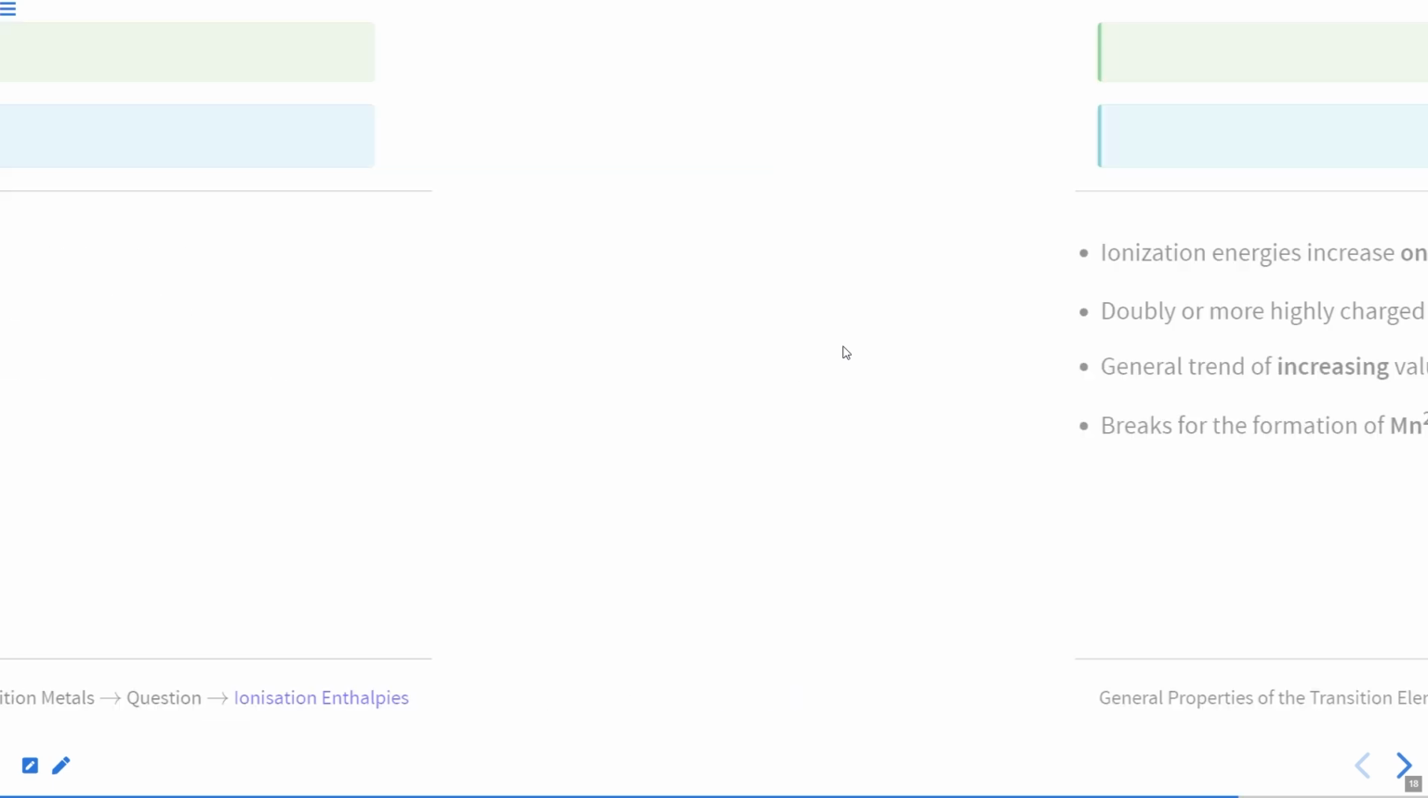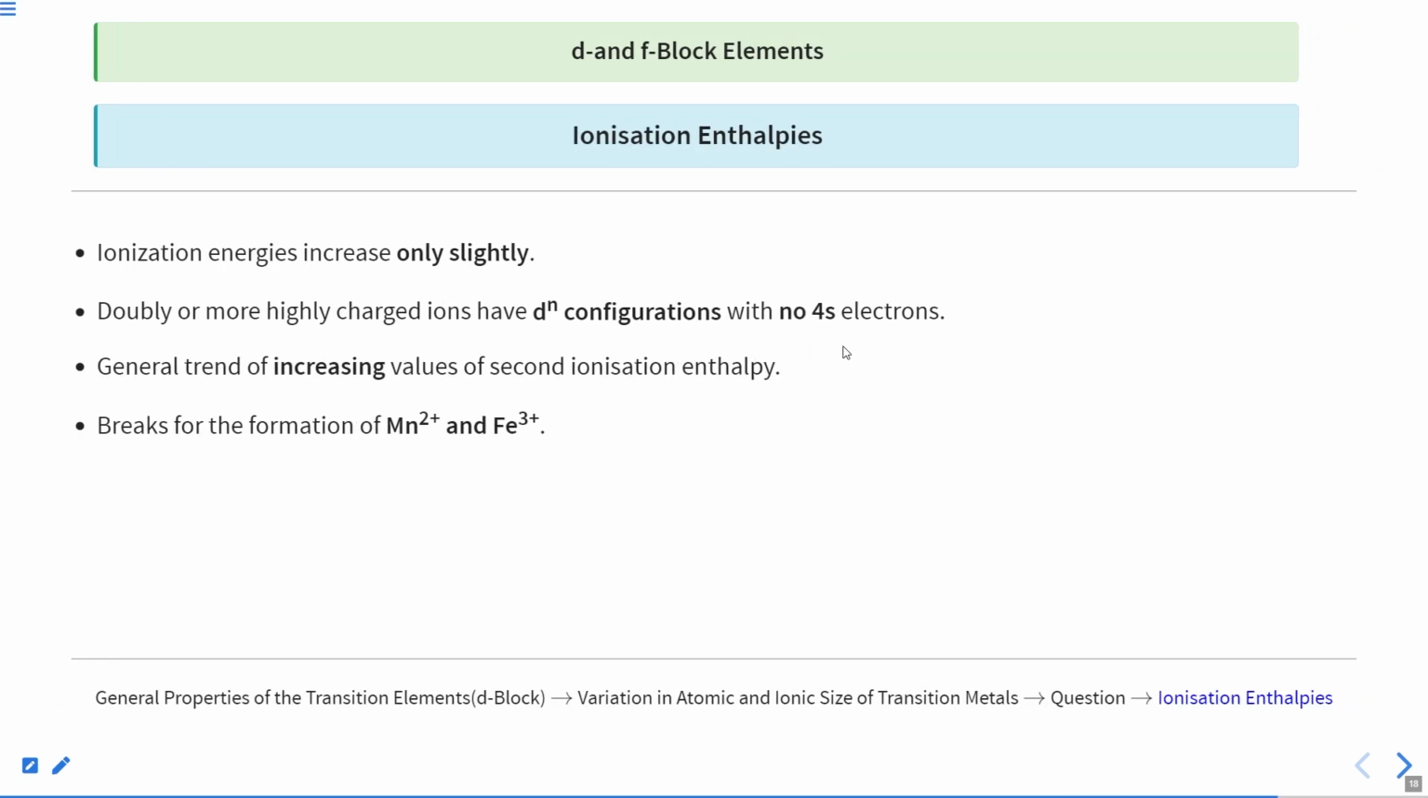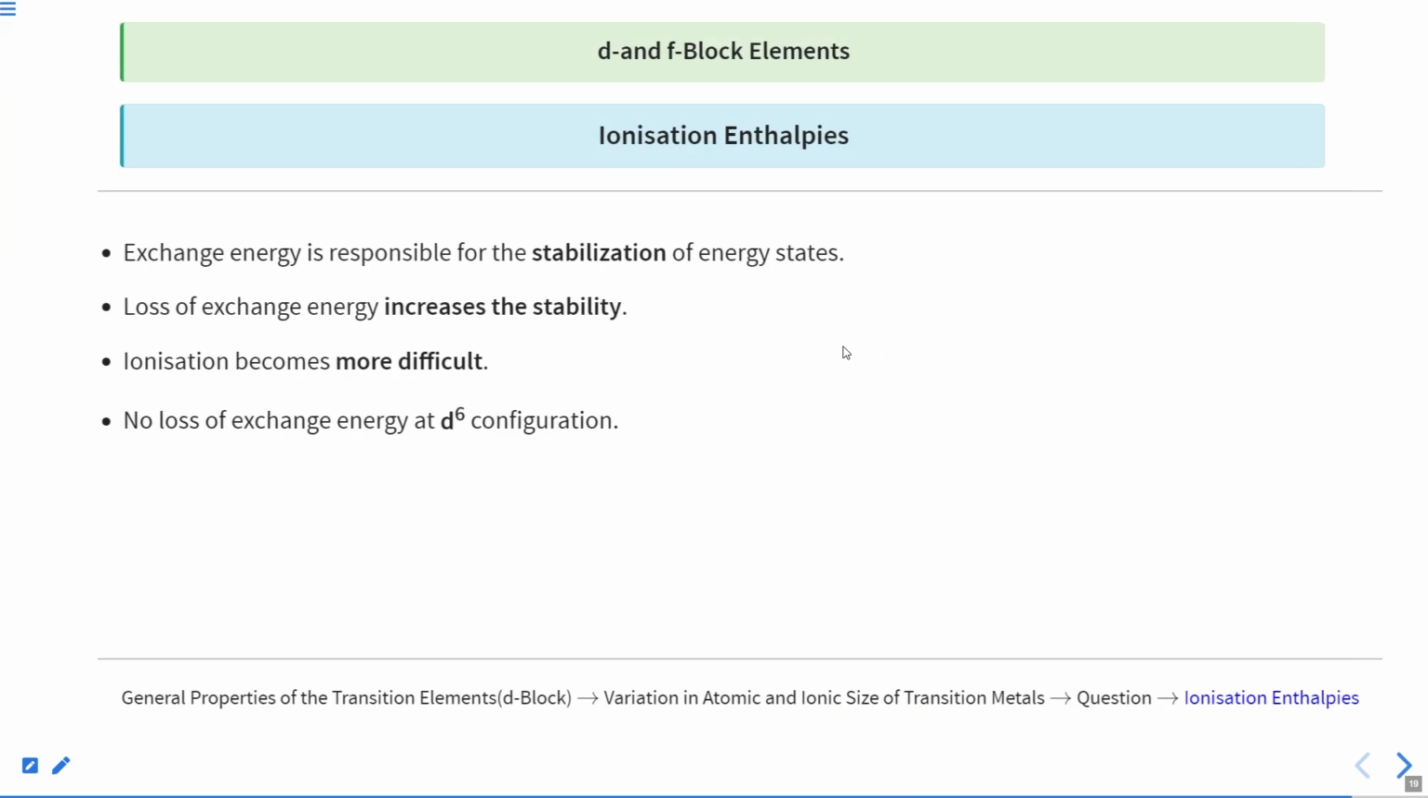Now next, the ionization enthalpy increases only slightly. Doubly or more highly charged ions have a d^n configuration with no 4s electron. Generally, the trend of increasing value of second ionization enthalpy is seen. We will talk about the exceptions in the next class, so we'll see to that exception.